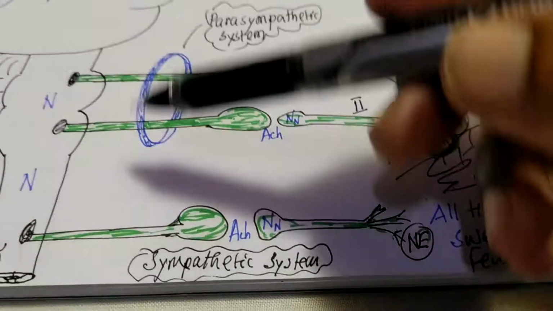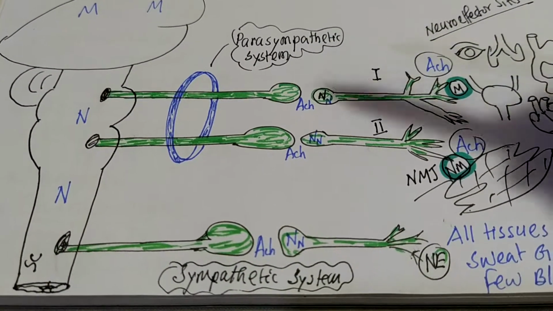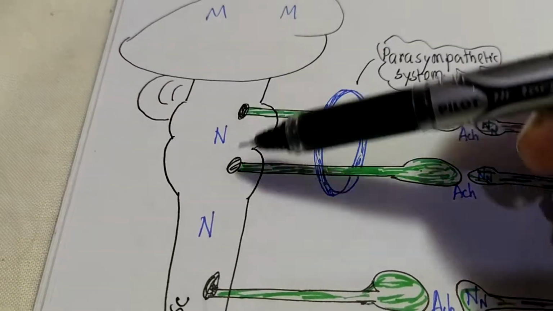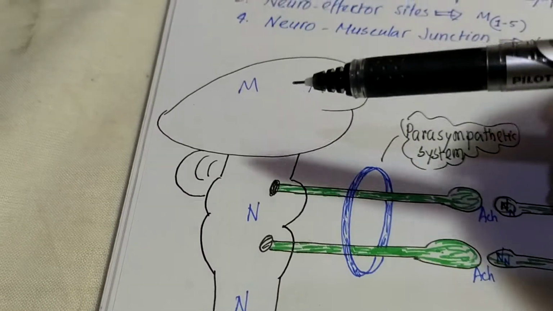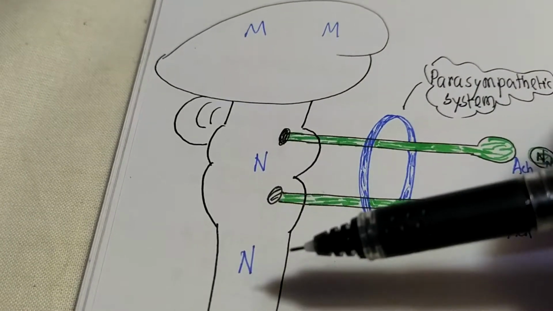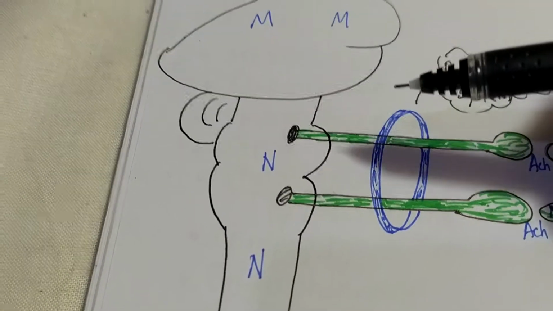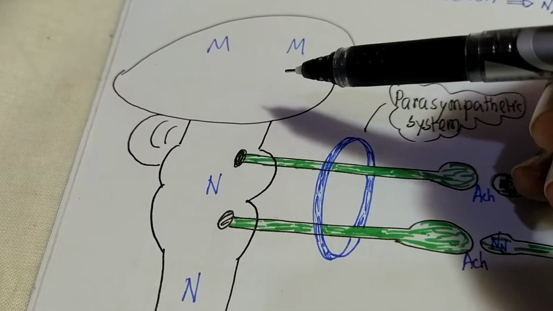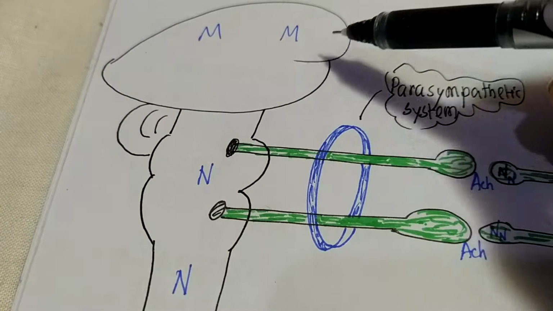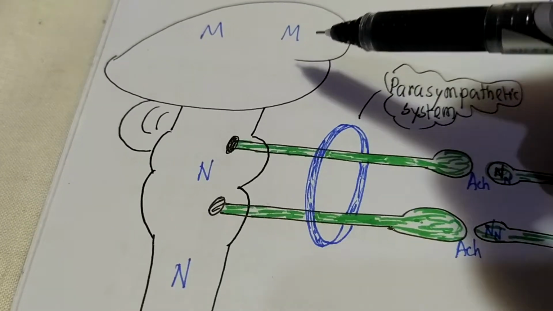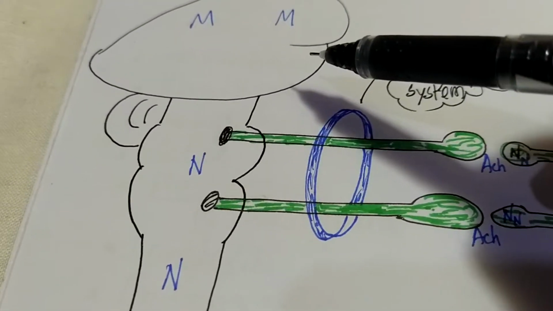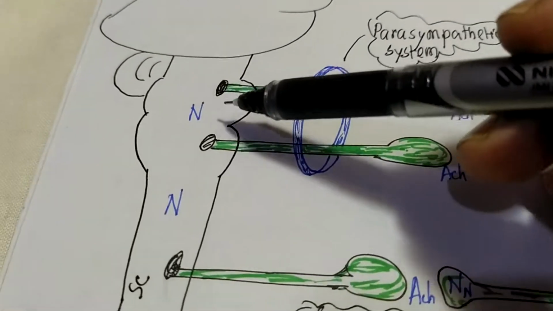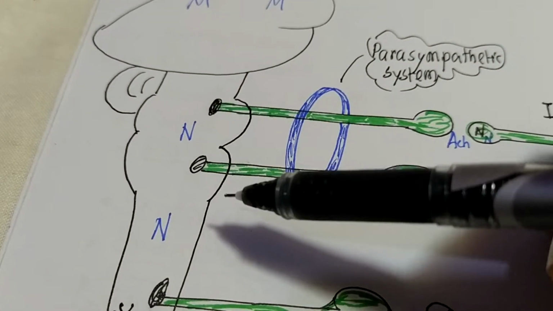And besides these parasympathetic and sympathetic systems, in the central nervous system, both muscarinic and nicotinic receptors are located. For easy understanding, in the cranium, the brain matter, the muscarinic receptors are located, and in the brain stem and spinal cord, nicotinic type of receptors are present.